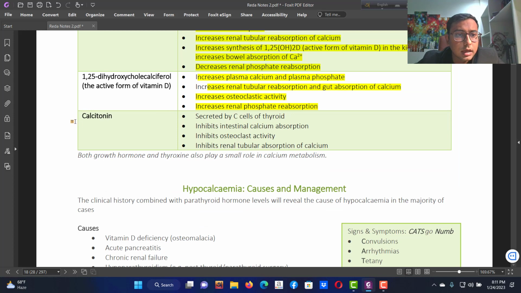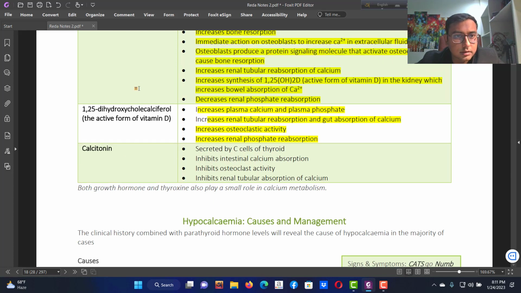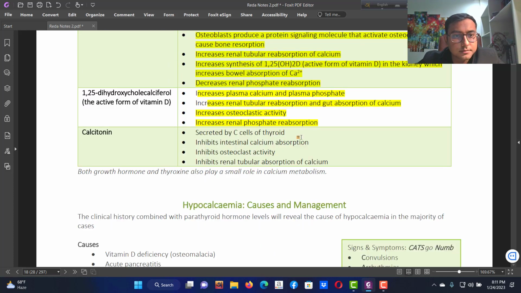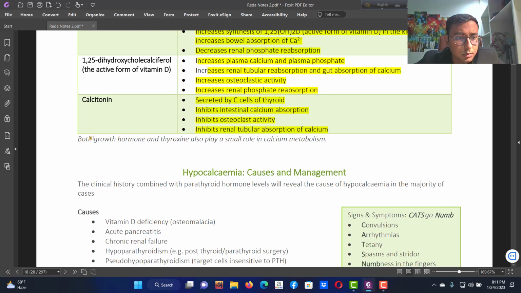It increases both, and calcitonin opposes both of them, that is both parathyroid hormone and D3. That's why it inhibits everybody: it inhibits osteoclastic activity, inhibits renal tubular reabsorption of calcium, and inhibits intestinal absorption. It is also secreted by the C cells, that is the parafollicular cells of the ultimobranchial body, which is derived from the fifth pouch. Both growth hormone and thyroxine, that is thyroid hormone, also play some small roles in calcium metabolism.